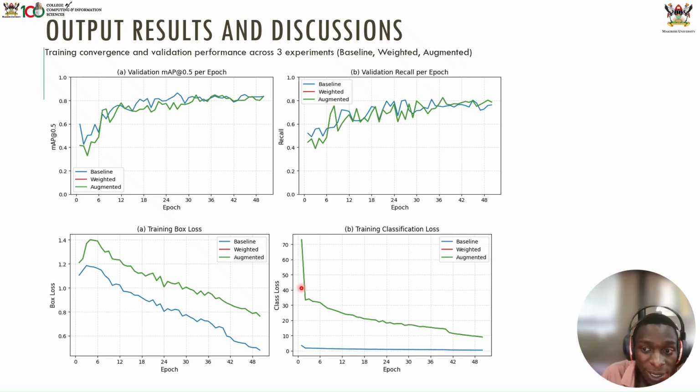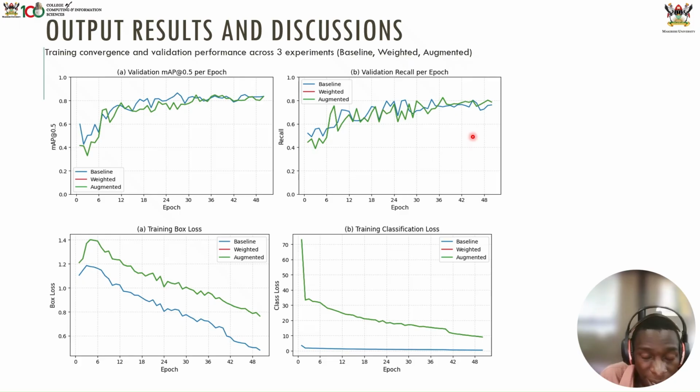The augmented experiment starts with a classification loss of approximately 75, and this spikes. That spike of 75 is caused by mosaic augmentation, combining 4 images per sample. It descends to around 10 by epoch 50, but it has not fully converged. Augmented needs more than 50 epochs to converge. Next, we look at the validation curves, which are these ones. They tell the selection story.